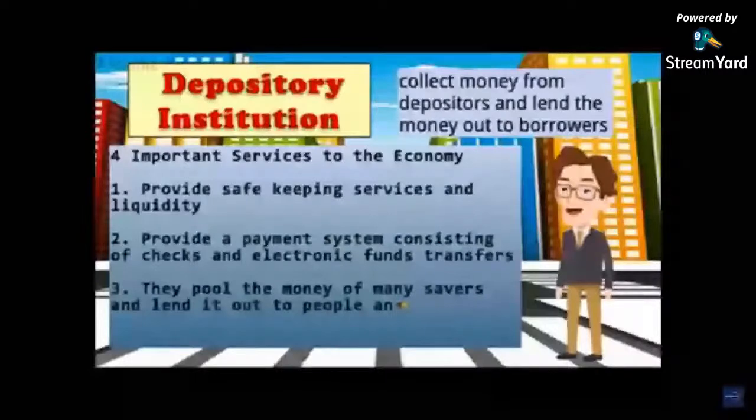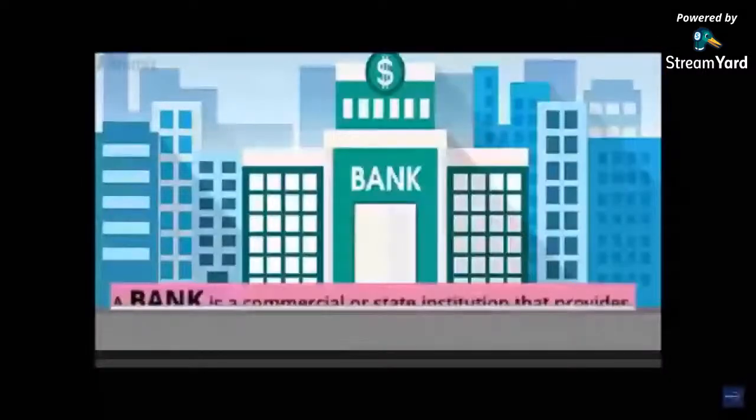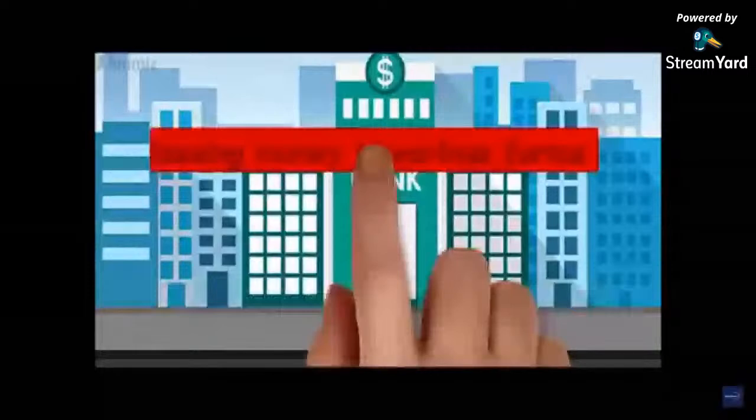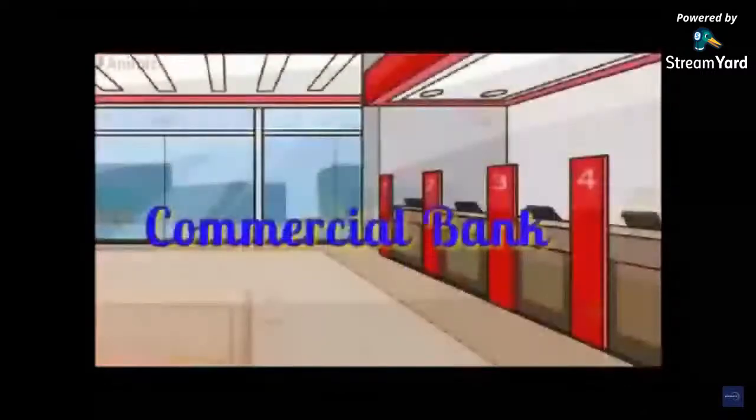And lastly, security. A bank is a commercial institution that provides financial services: issuing money in various forms, receiving deposits of money, lending money and processing transactions, and creating credit. Different types of banks. Commercial bank, the largest type of depository institution. Its functions.